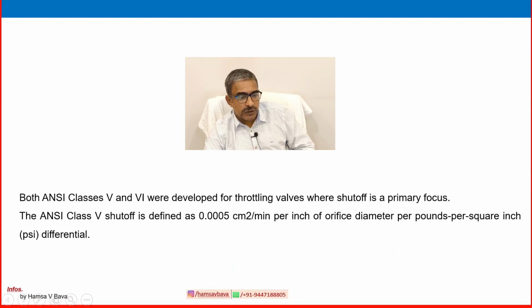And class number 5. Both ANSI class 5 and 6 were developed for throttling valves where shutoff is a primary focus. Very important shutoff classification. The ANSI class 5 shutoff is defined by a very small permissible leakage, 0.0005 centimeter square per minute per inch of orifice diameter per PSI differential. See, how minute or small an allowance is provided in class 5.